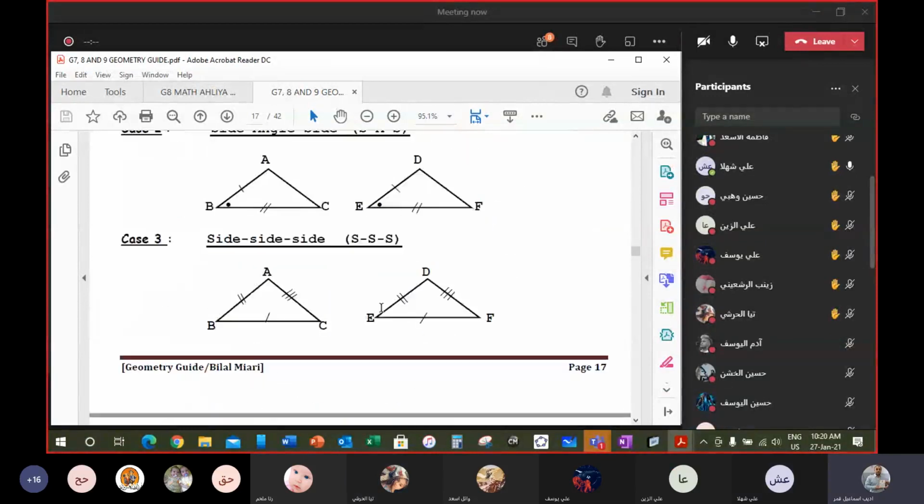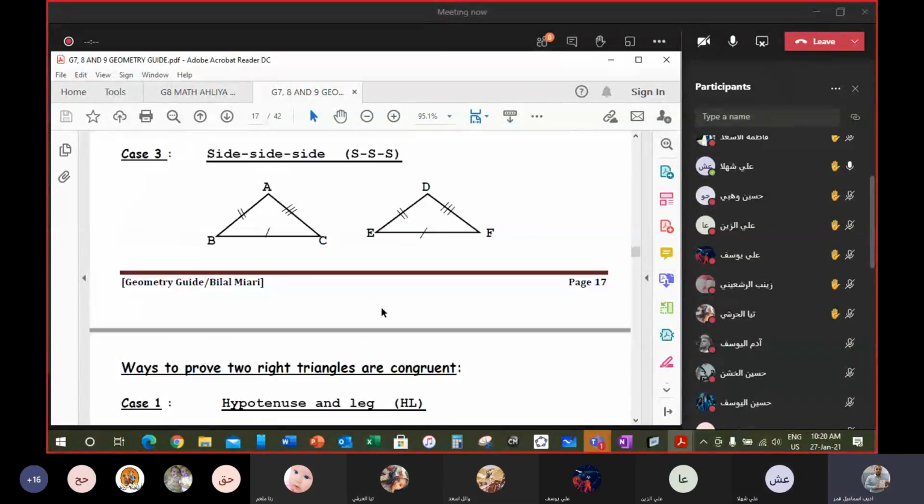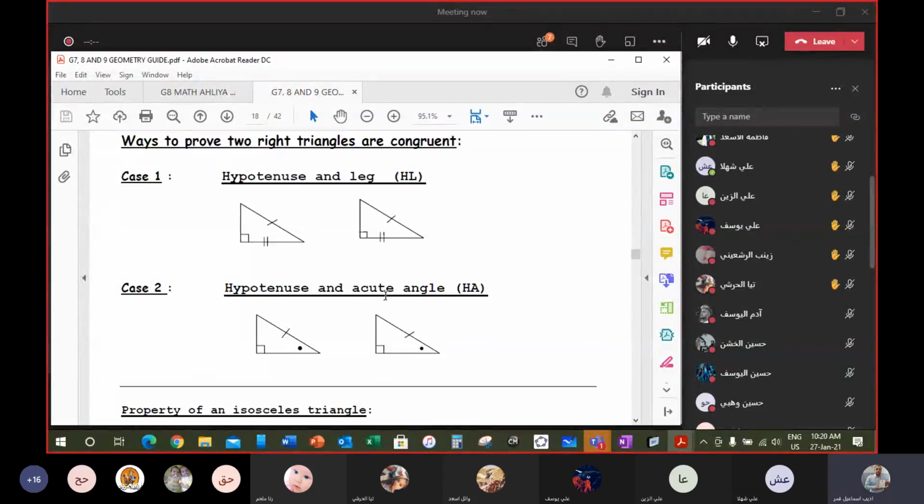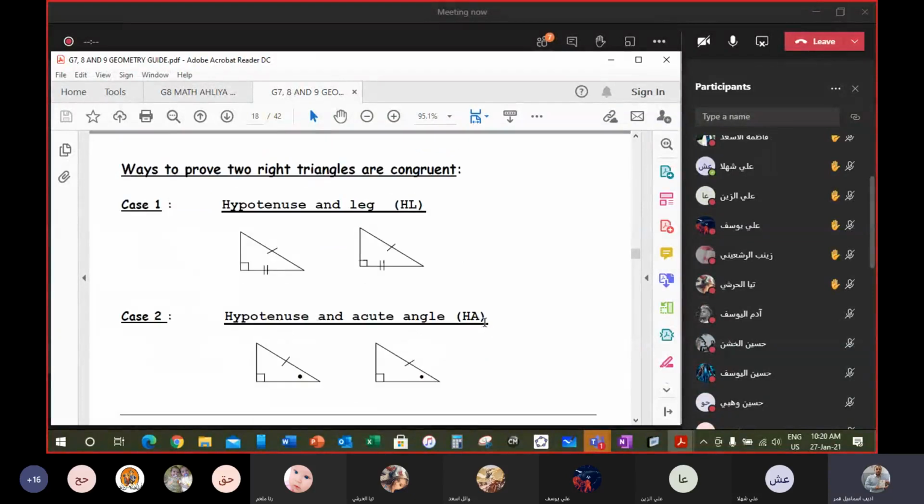Ways to prove two right triangles are congruent. Pay attention to these. Case 1: hypotenuse and leg. Case 2: hypotenuse and acute angle. And case 3, not written here, is leg and leg. So in right triangles I have three cases of congruency: HL means hypotenuse leg, HA means hypotenuse acute angle, and LL means leg leg.